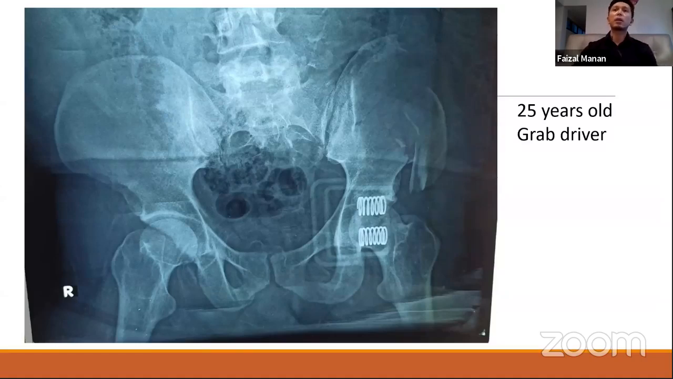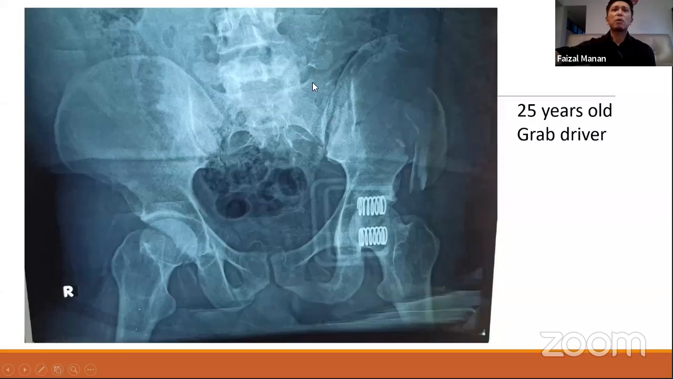So this again, 25 years old, Grab driver. Could anything else be done differently to save him? Maybe, but you can see over here, there's an iliac wing fracture. There's a big chunk of it, and then if you were to look closely, the SI joint is open up. And there's a comminuted fracture to a certain extent here as well.